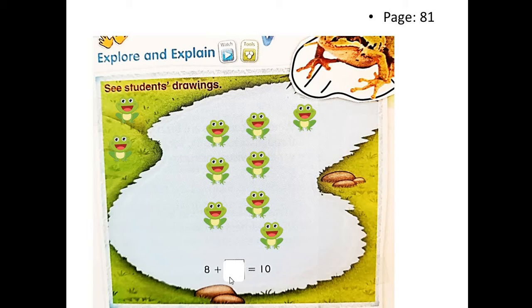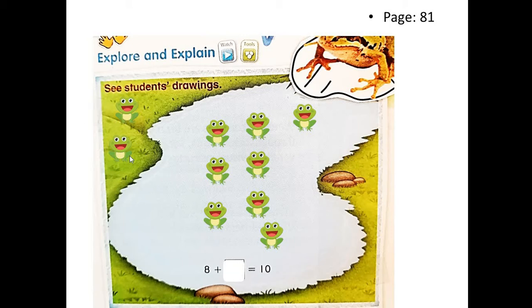What about this number here? We don't know what it is. It's a missing number. How can we know that? If we know that we have 8 frogs in the pond and we know that we have 10 frogs in all, so how many frogs are now on the grass?